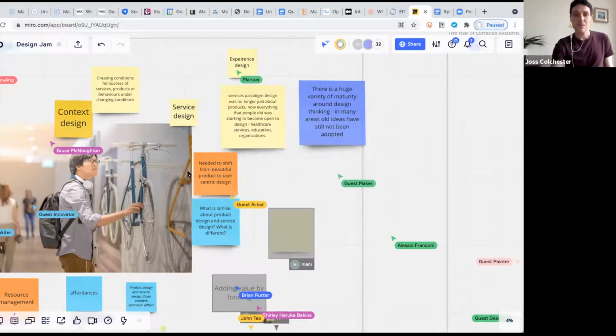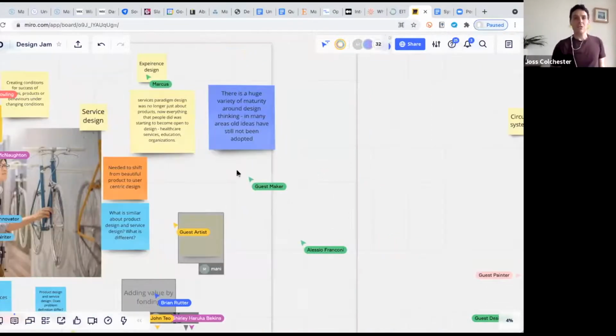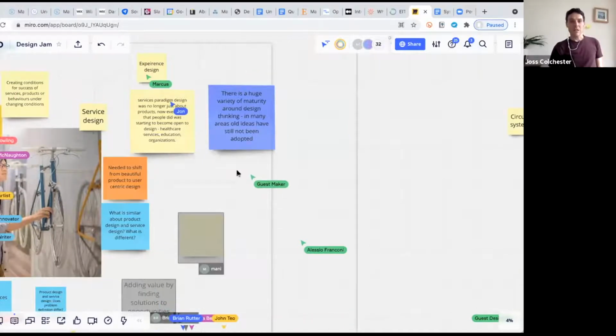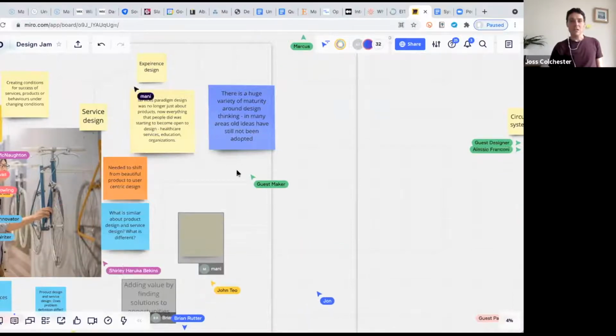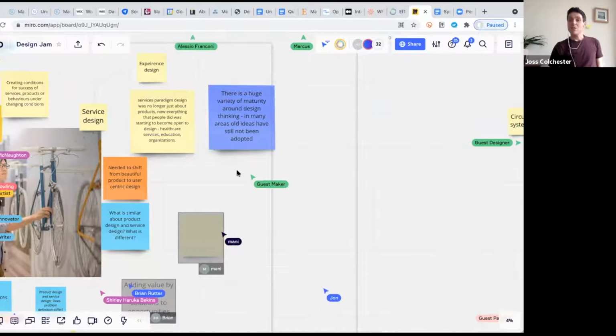So there is a huge variety of maturity around design thinking. In many areas, old ideas have still not been adopted. Who wants to talk on this?